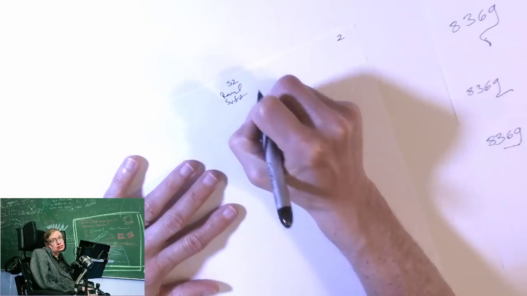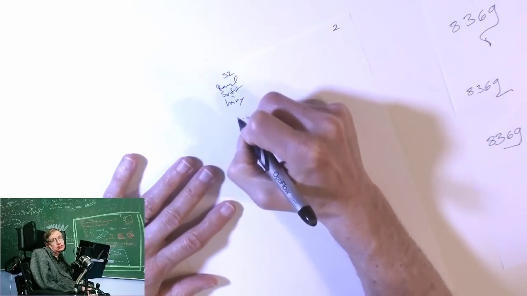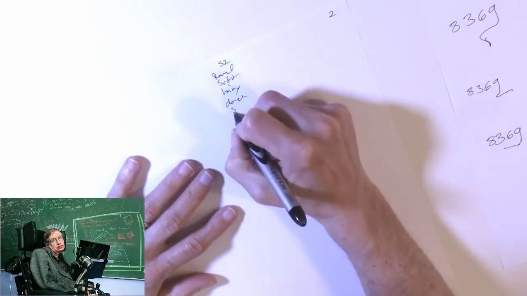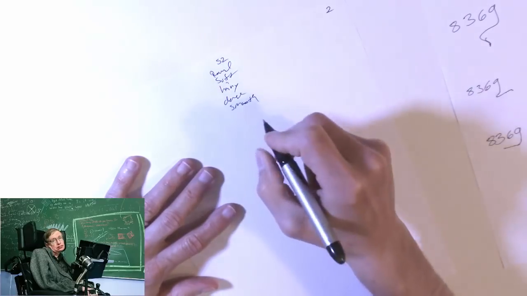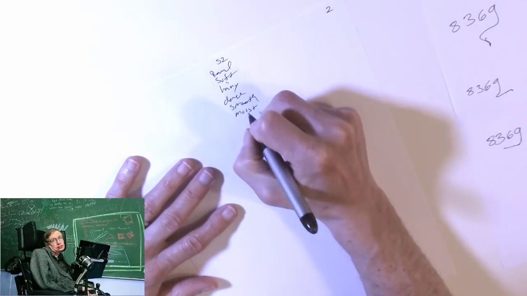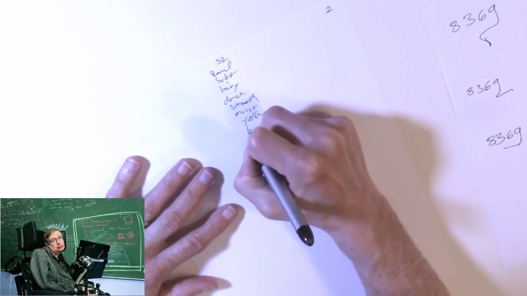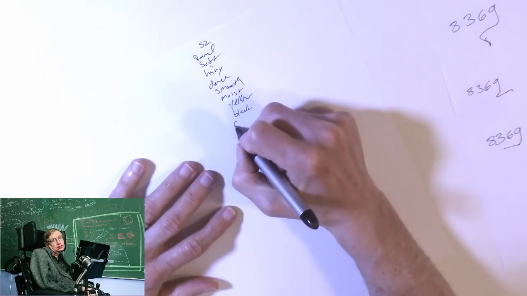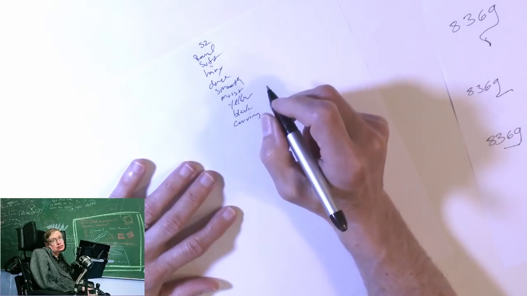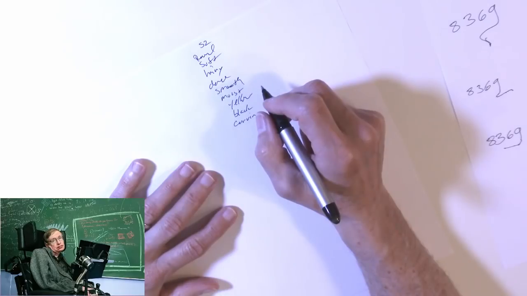Round, soft, hairy, dense, smooth, moist, yellow, black, curving. Yeah! I'm in a session.